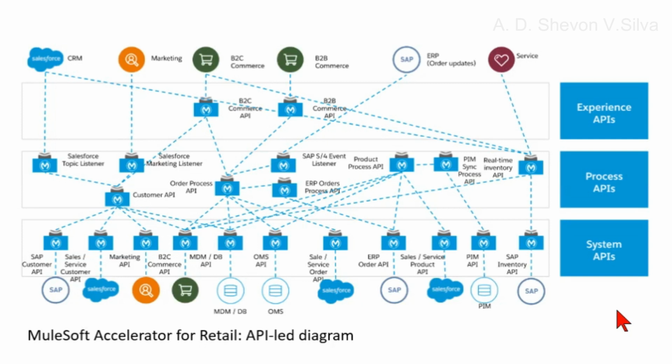SAP S4HANA Product System API. SAP S4HANA Product System API fetches products from a SAP S4HANA system. It allows you to fetch list of products, fetch individual products, create products.